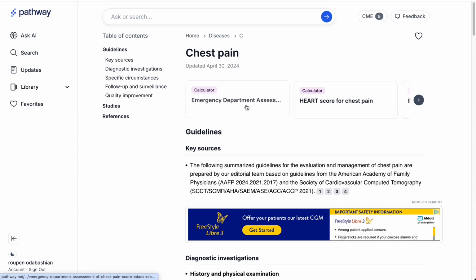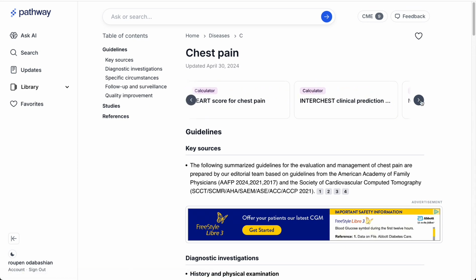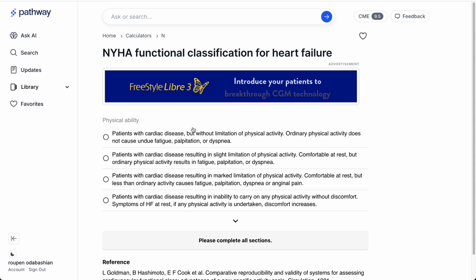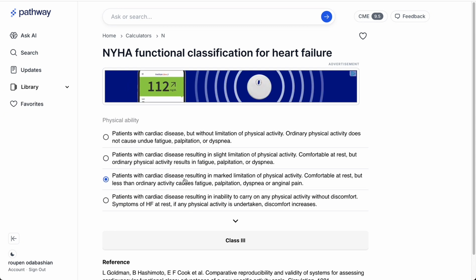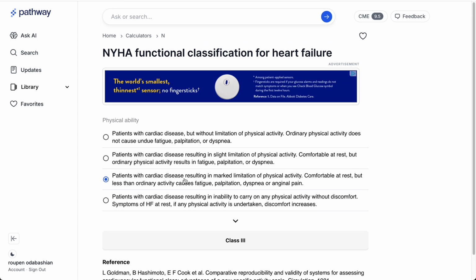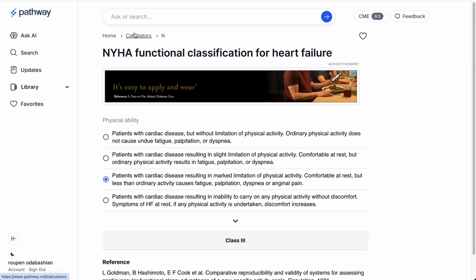But the nice addition here, they also have calculators. So usually when physicians want to use a calculator, they go to MD Calc, but here you have all the calculators that you need that are related to this presentation, which is cool. So for example, if I have a patient with heart failure and they have shortness of breath, I want to categorize their shortness of breath according to how severe it is. I can classify them to class 2, 3, or 4 NYHA, which helps me to communicate with other healthcare providers or gives me some prognostic value. So this is something unique about PathwayMD.